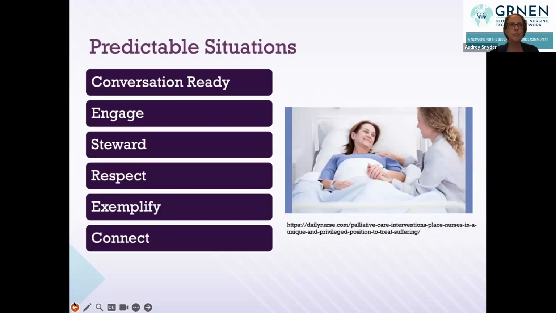So let's talk about predictable situations. There are many times when patients come in, whether it's to a clinic, a specialty clinic, or they come into the hospital. And for all of us nurses, we need to be ready to have these conversations, which means engage with the patient to understand what means the most to them. What are their wishes for end-of-life care? And then steward that information. If there's an electronic health record, ensuring that their advance directives are copied and are in that record and accessible to anyone. Respecting their individual wishes to have a patient-centered care plan.